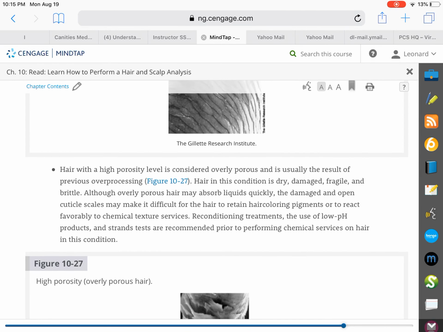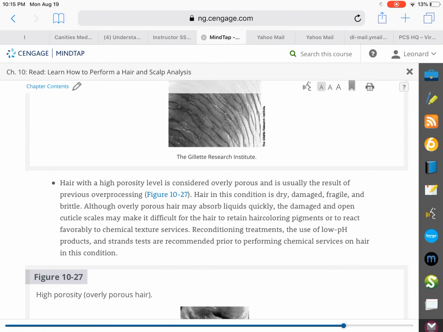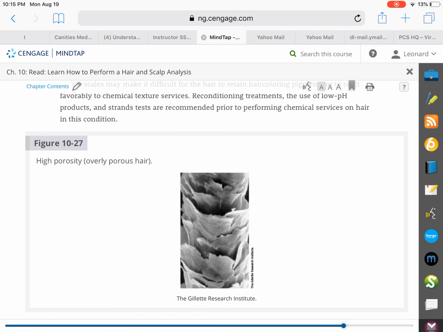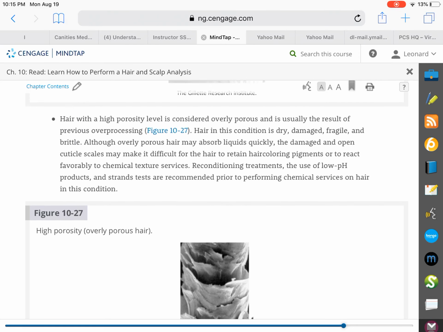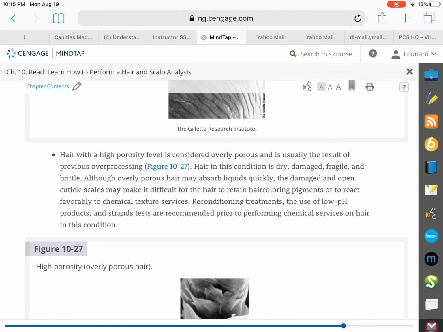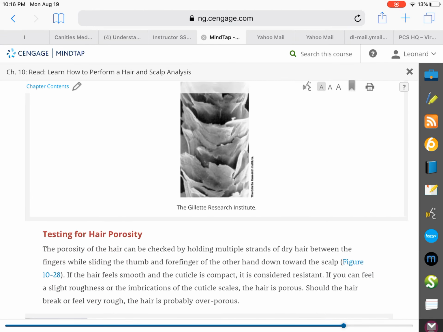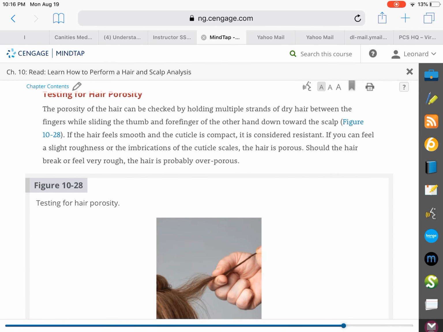Now, high porosity means if you look at this picture, the cuticle is wide open. That means the hair is considered overly porous and is usually the result of over processing. This hair is considered dry, damaged, fragile, and brittle. So, what do you do? Use a reconditioning treatment. We have a deep conditioning treatment that we use, so use that.